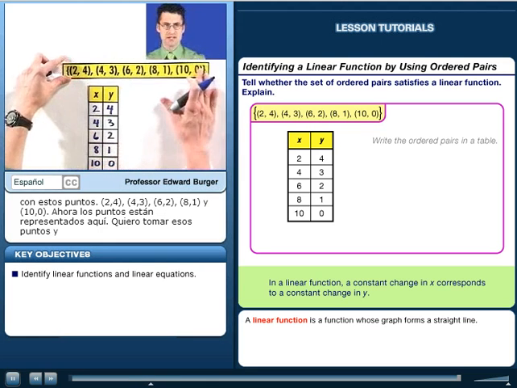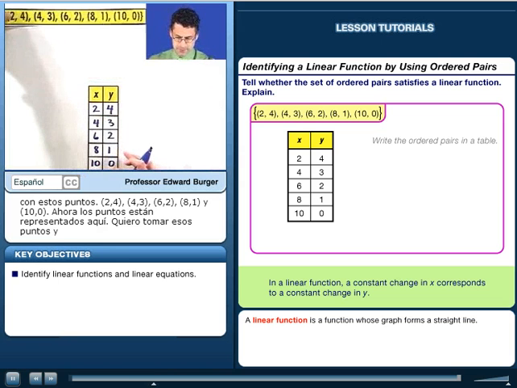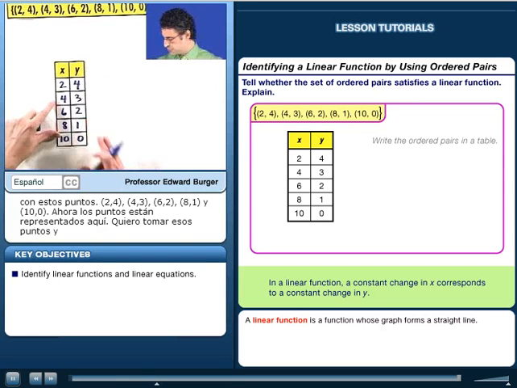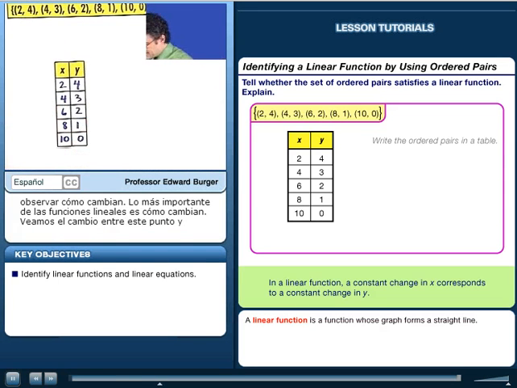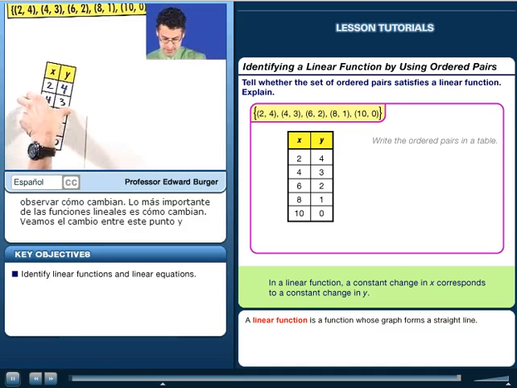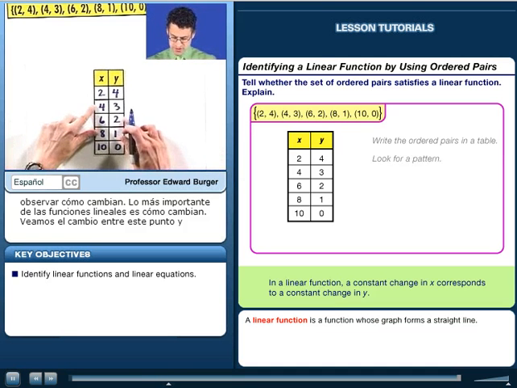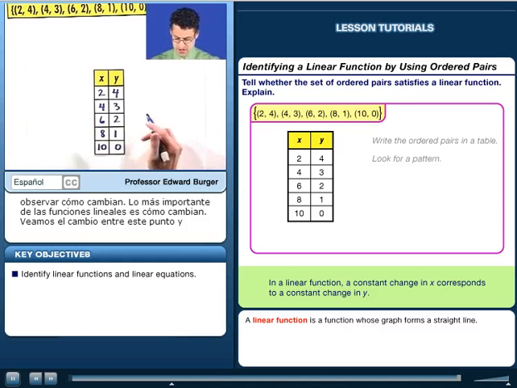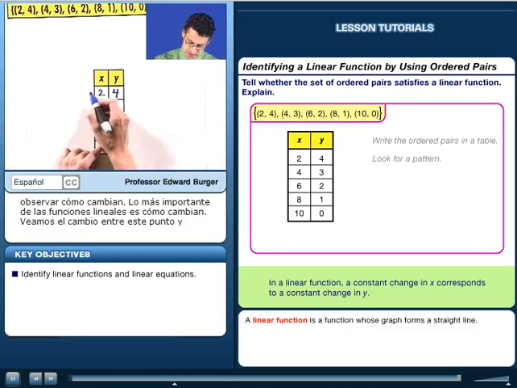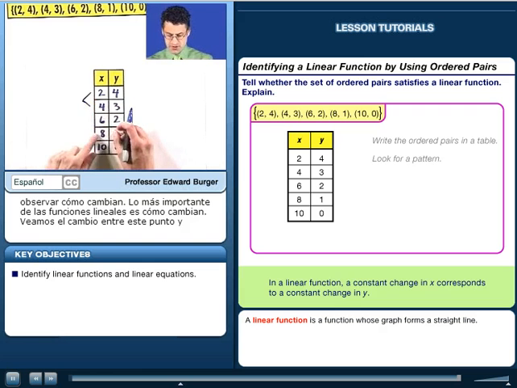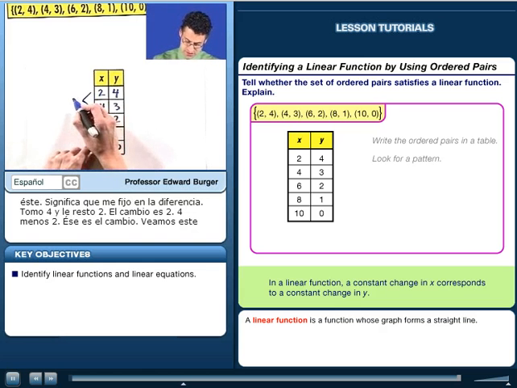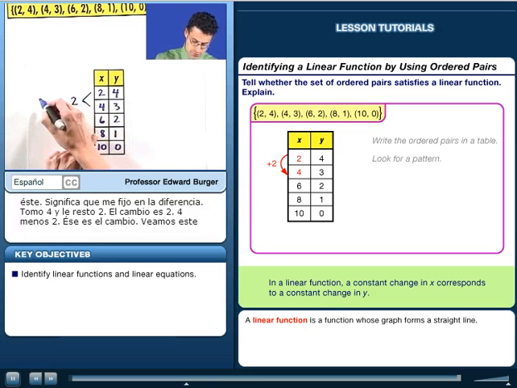Now those points are now depicted here, and what I'd like to do is take those points and take a look at the changes. Because really, a linear function is all about how the function is changing. So let's take a look at the change between here and here. What that means is that I want to look at the difference. I want to take 4 and then subtract 2. That change, you notice, is 2. So it's going to be 4 minus 2.